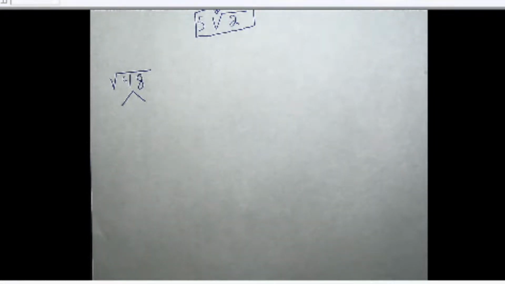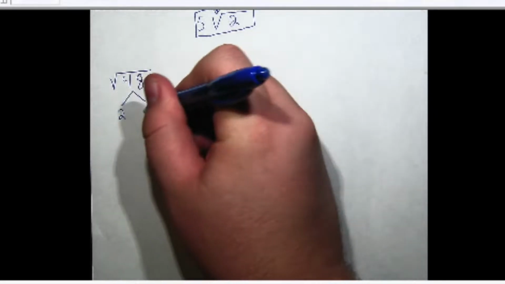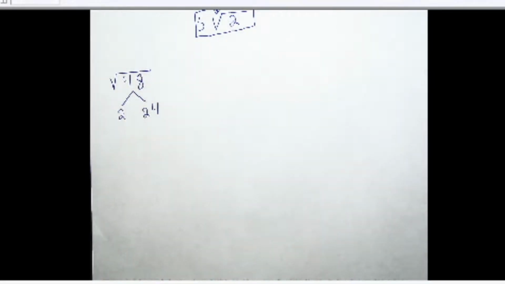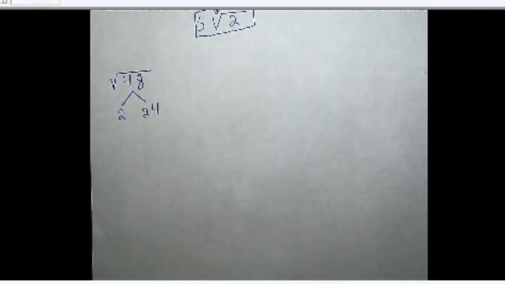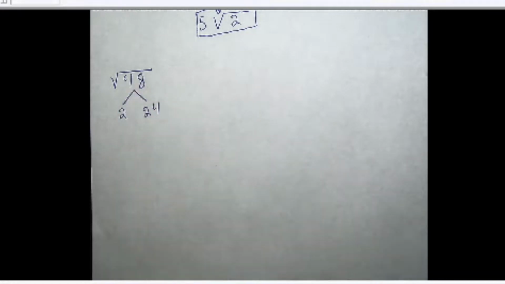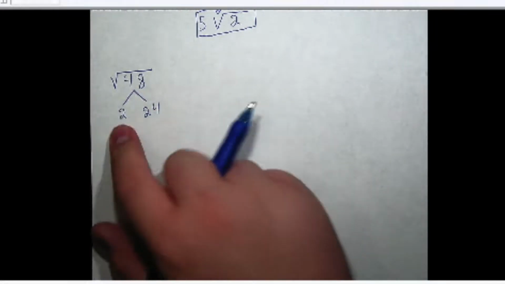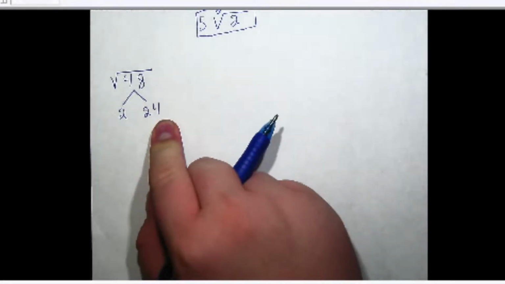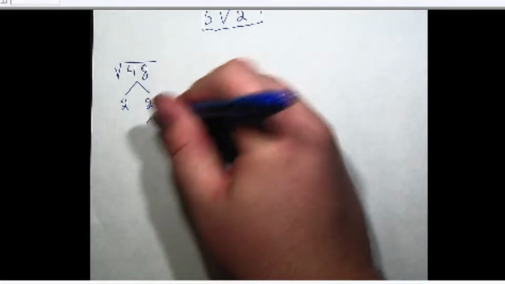2 and 24? Okay. And by the way, it does not matter what you start with. We're starting with 2 and 24 here. We could also start with 6 and 8. 4 and 12? Yeah. Anything. As long as it multiplies to get that original number, it works. All right, well, 2 is prime. What about 24? 2 and 12?